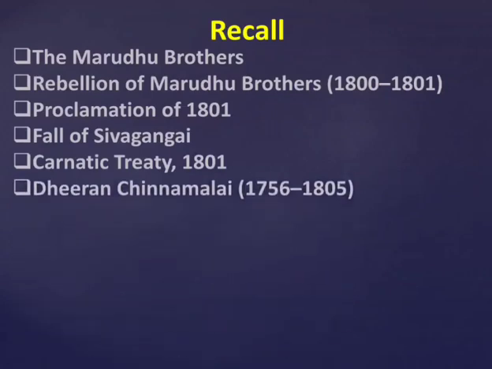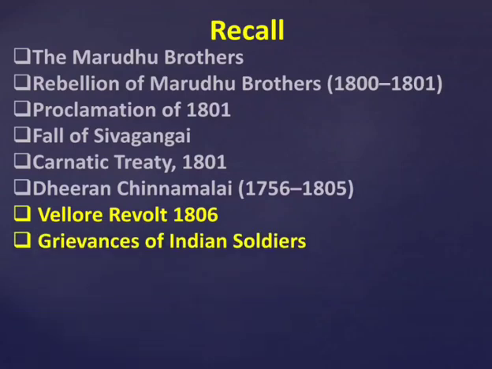Then we discussed Dheeran Chinnamalai, who was born in 1756 and died in the year 1805. Then we discussed the Vellore Revolt. The Vellore Revolt started in the year 1806. What were the grievances of the Indian soldiers? The Indian soldiers were prohibited from wearing religious marks on the forehead. So, the grievances of the Indian soldiers, then the outbreak of the revolt. The revolt against the British started in the year 1806, on July 10.